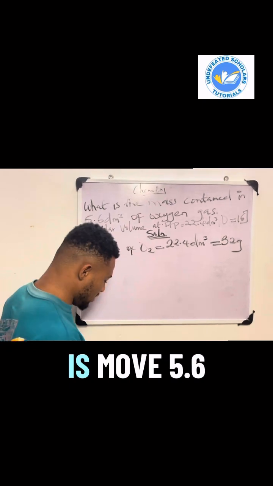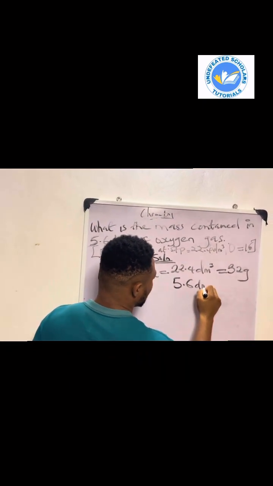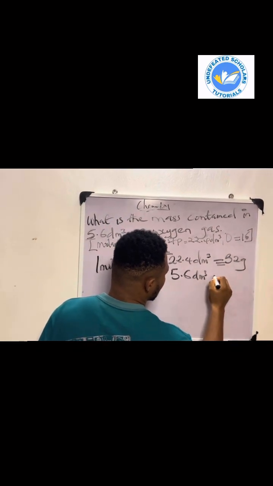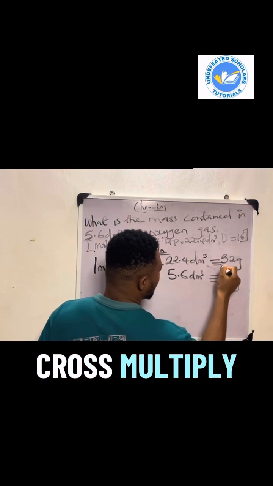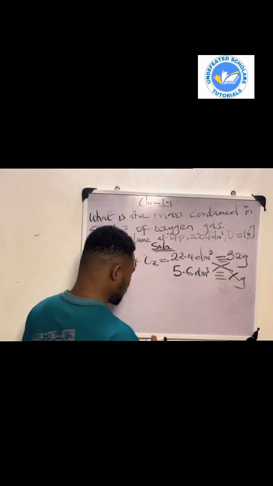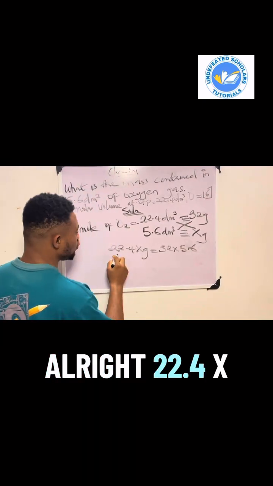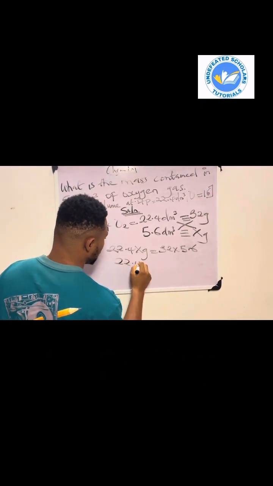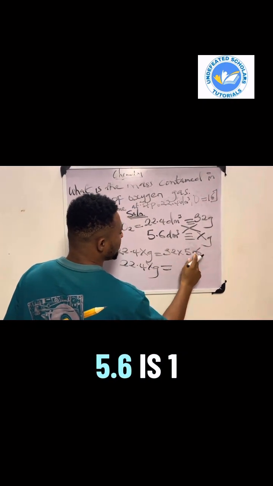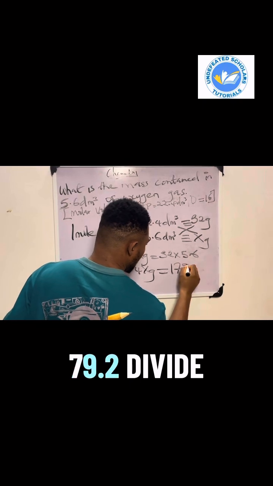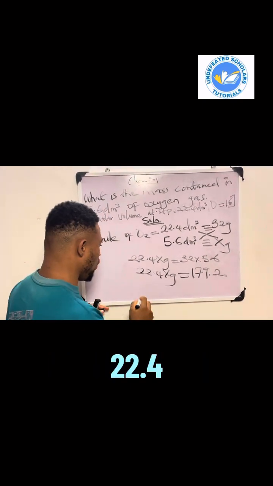What we just have to do is put 5.6 dm³ here, put x grams here, then you cross multiply. When we cross multiply, it's going to be what? 22.4 x g. Remember, x g is the unknown mass we are looking for. 32 times 5.6 is 179.2. Divide both sides by 22.4.